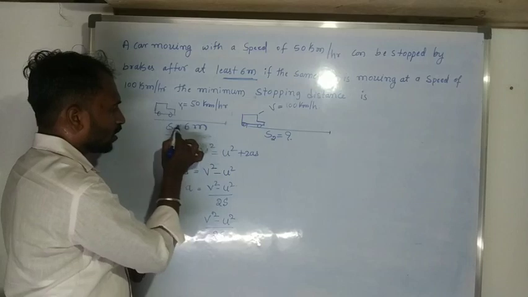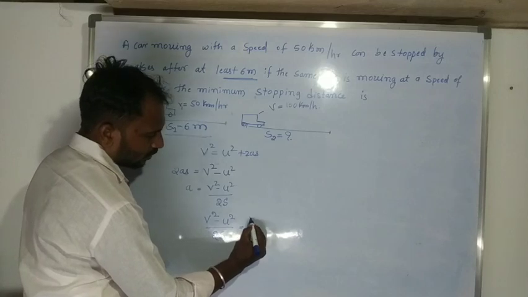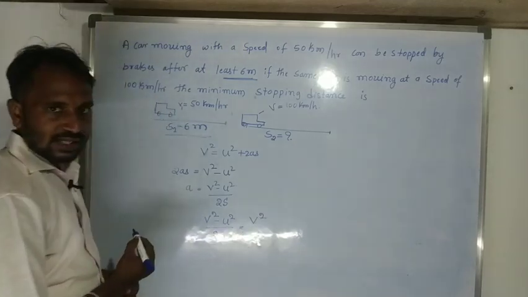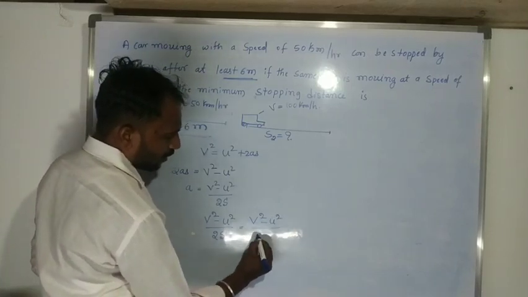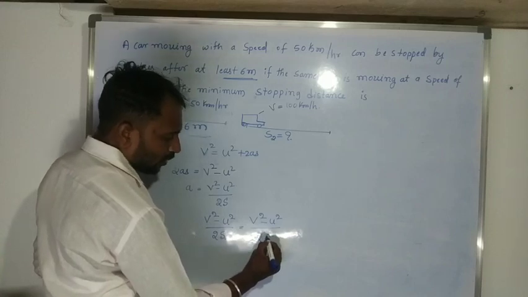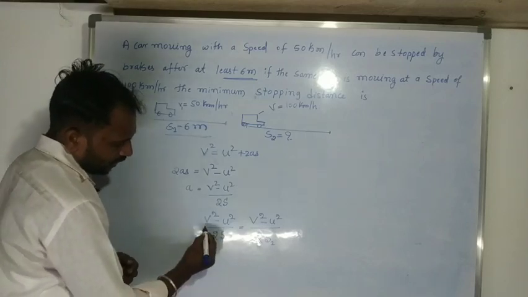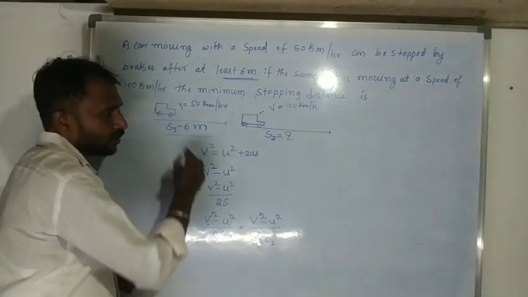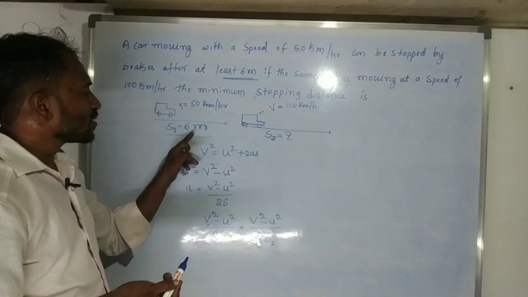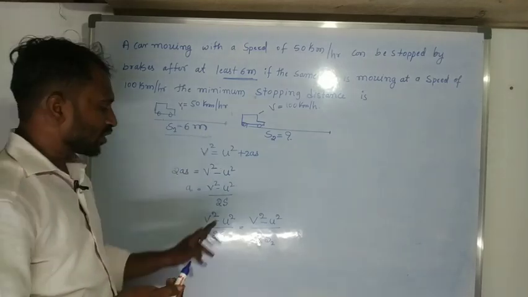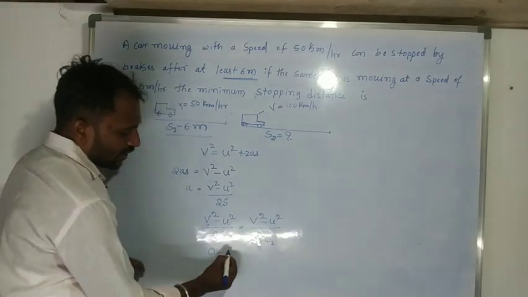The distance covered by the second car is equal to v square minus u square divided by 2 into s2. Here the final velocity of the car is 0. Why? Because it comes to rest. The first car covers 6 meter and afterwards comes to rest, so final velocity 0 minus 50 square.